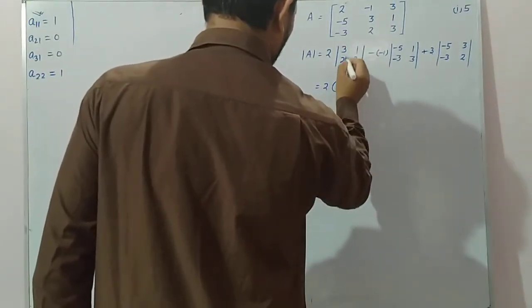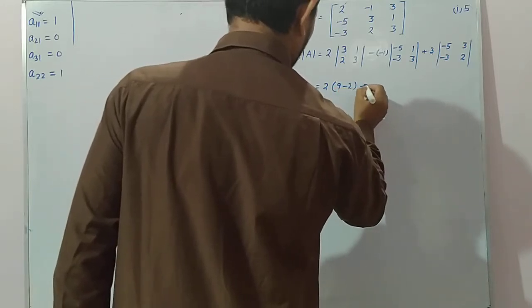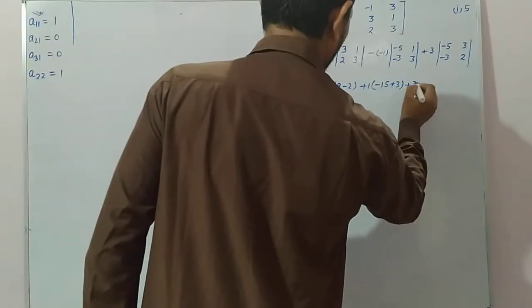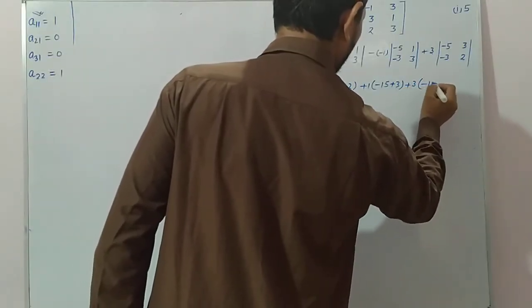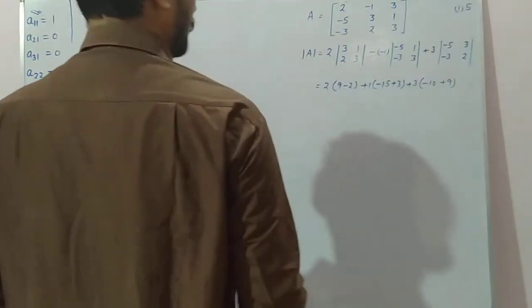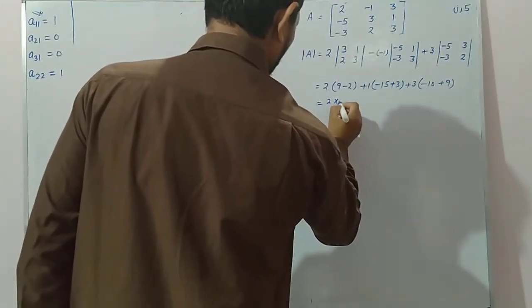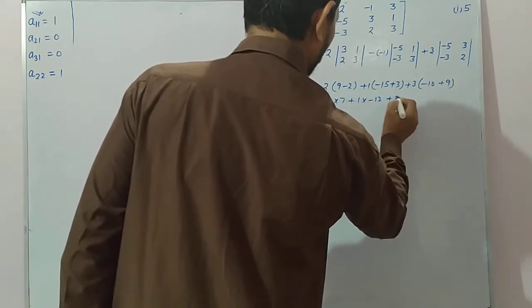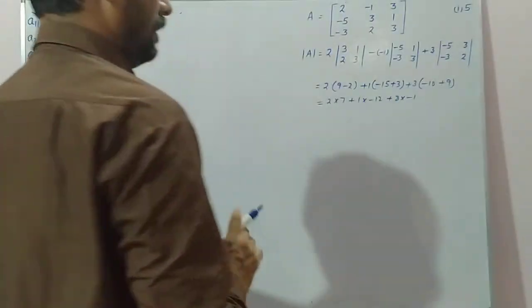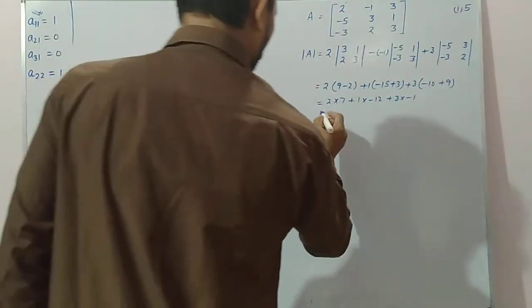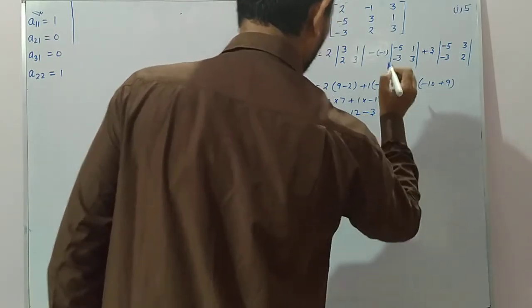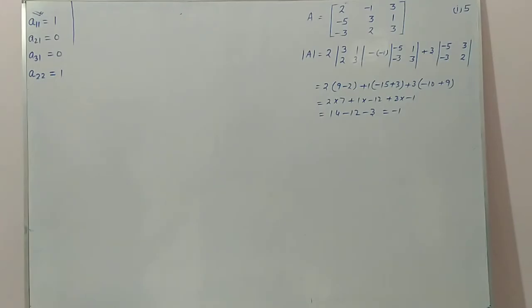So this is 2 into 9 minus 2, minus plus 1 into minus 15 plus 3, plus 3 into minus 10 plus 9. So 2 into 7 plus 1 into minus 12 plus 3 into minus 1. So this is 14 minus 12 minus 3 equal to minus 1. Hence the determinant is not equal to 0. So we can find the inverse.